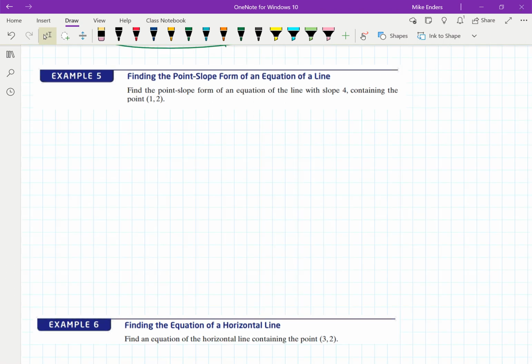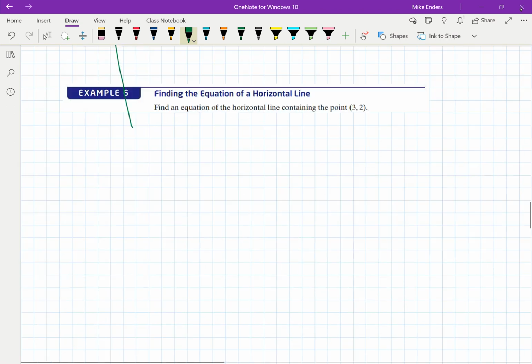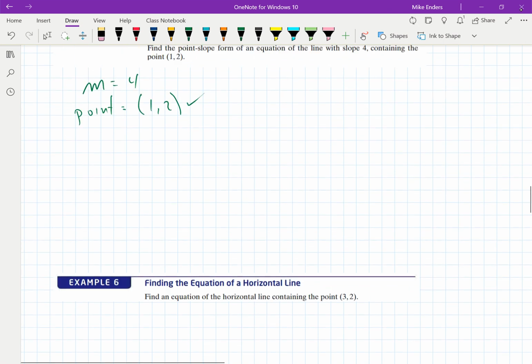Find the point slope form of an equation of the line with slope 4 containing the point (1, 2). Okay? So what do we know here? We know that we have a slope of 4 and we have a point. Our point here is the point (1, 2). So our point slope form has a point, got that, and a slope. We've got that.